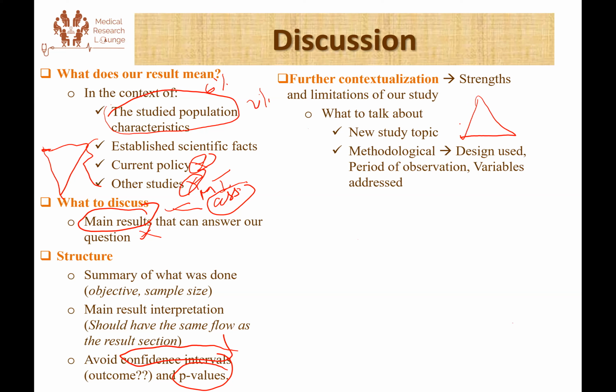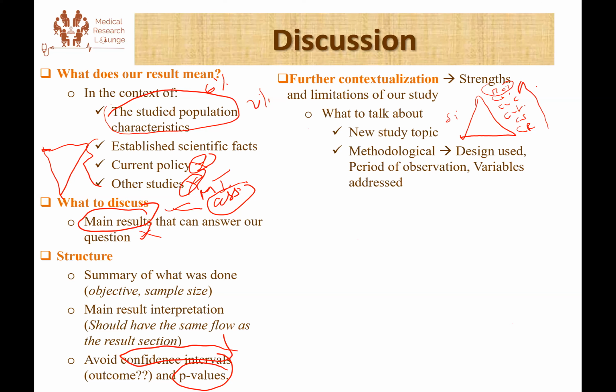If you remember, there's this pyramid. At the bottom is case report and case series, and then cross-sectional studies, case control studies, cohort studies, RCT. These are for single studies. So RCT is the gold standard study design for a single research, because it will give us more direct evidence of cause and effect relationship.